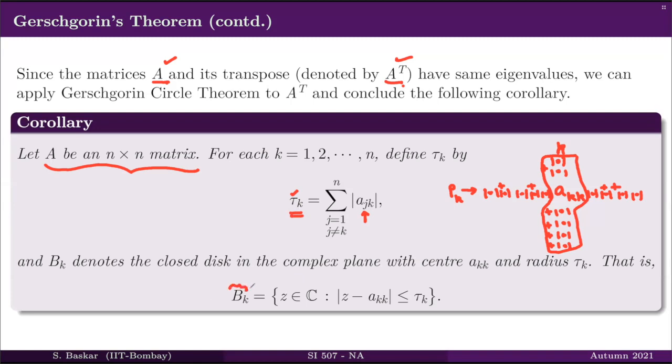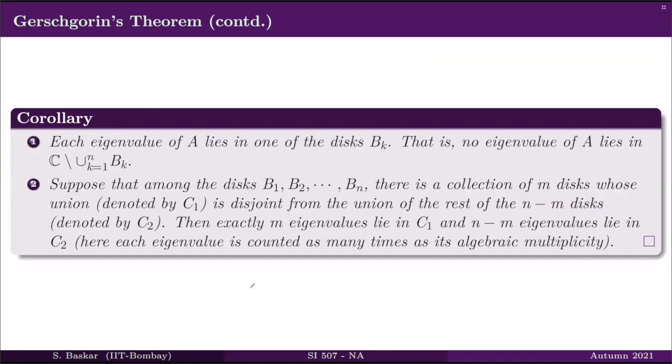Once this small change is understood, the conclusion remains the same. We will write the conclusion for A only, not for A transpose. Of course, we can always write it as each eigenvalue of A transpose lies in the disk Bk. Then it is exactly the Gerschgorin disk theorem. But what we will say is each eigenvalue of A, because A and A transpose have the same eigenvalues. Therefore, we can also tell like this. And that is the main idea of the Gerschgorin theorem applied to A transpose.